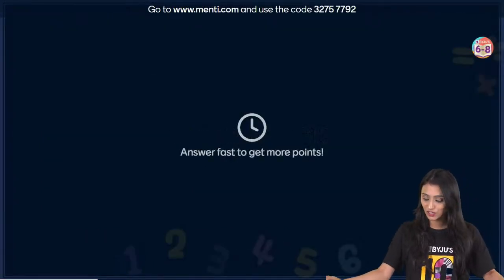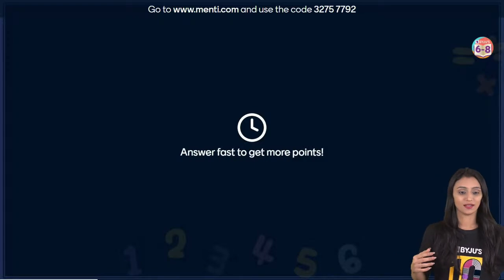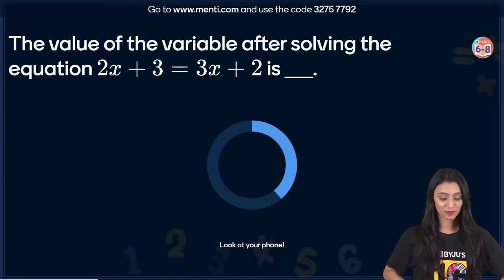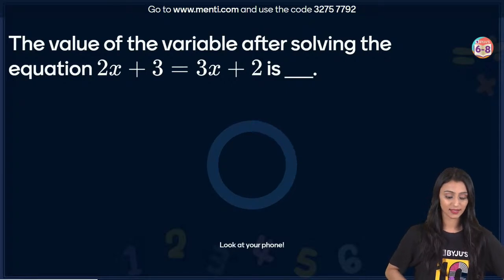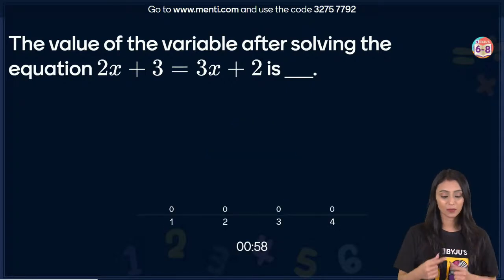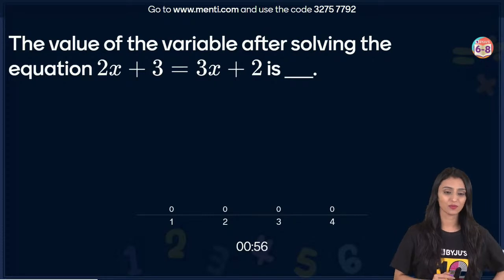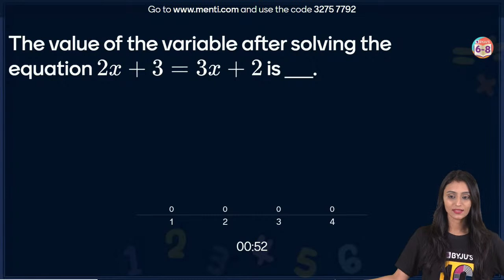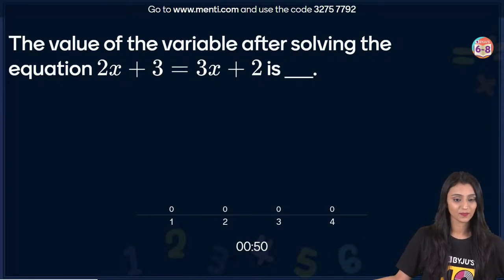Let's quickly take a look at question number 2 now. The value of the variable after solving the equation 2x plus 3 equal to 3x plus 2 is. What is the value of the variable going to be? That means the value of x we are asking here. Yes, quickly everybody, what is the value of x? Done?